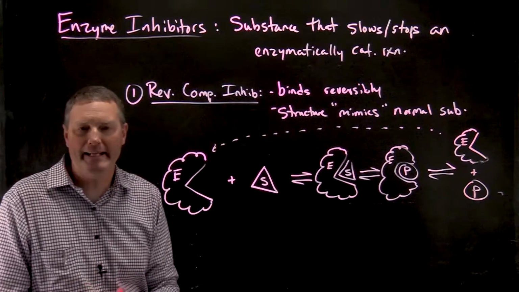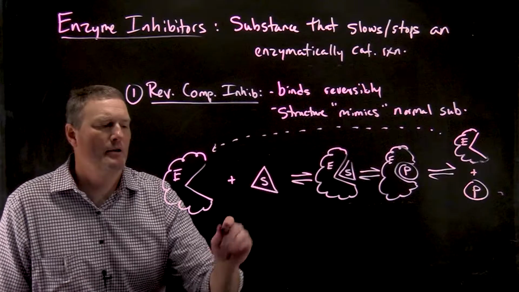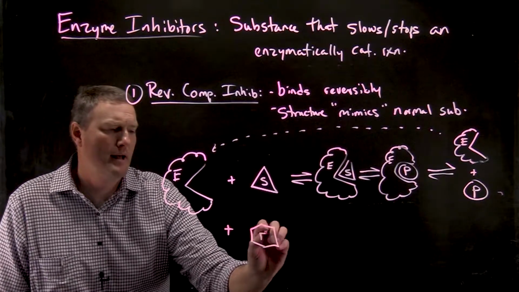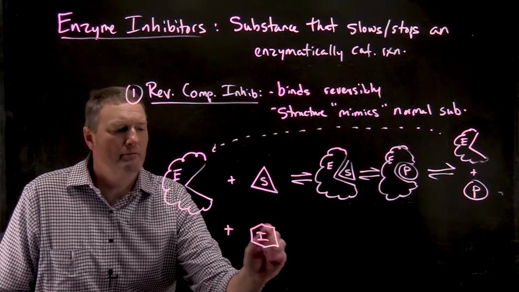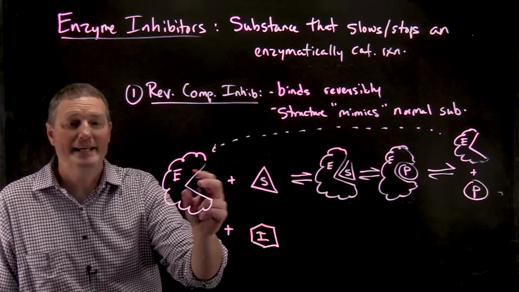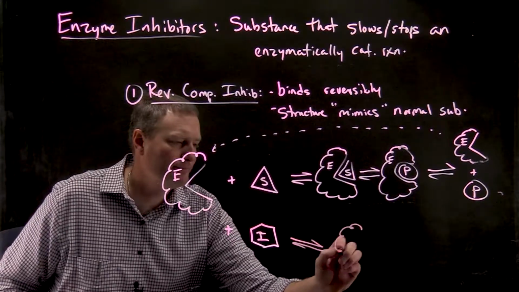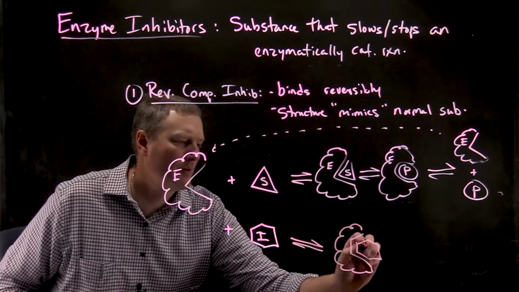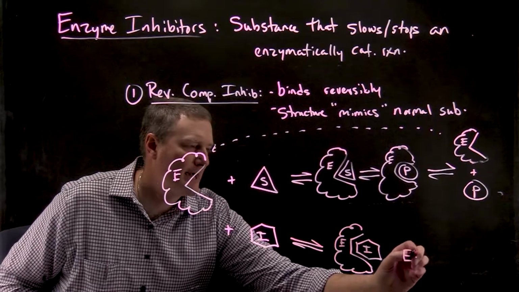However, if I were to add a compound that may mimic the structure of the substrate, we're going to call that an inhibitor, I. Let's say that inhibitor has even more interactions in the active site that allow it to bind tighter than the substrate. This allows us to form an enzyme inhibitor complex, EI.